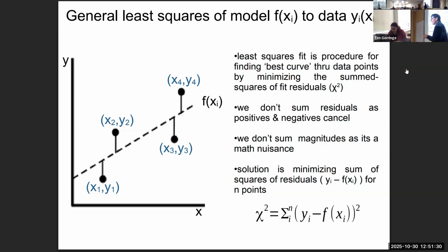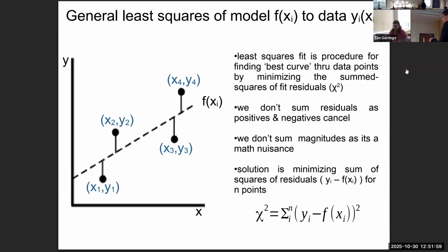But the problem with doing that is some residuals are positive and some residuals are negative, because sometimes the model is above the data point, sometimes it's below the data point. And so you'll have positive and negative residuals, and they will cancel each other out. It's not a very useful thing to minimize, because the positive and negative residuals will cancel it out anyway.